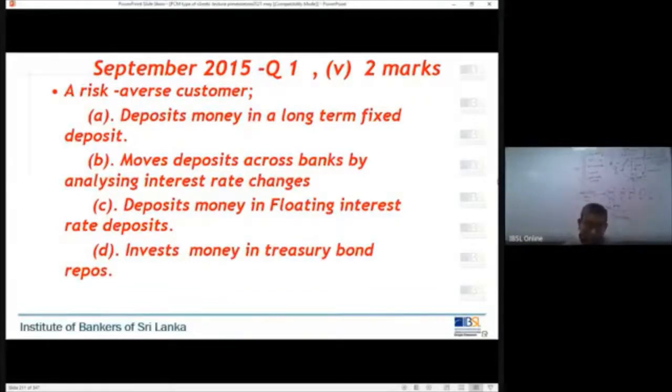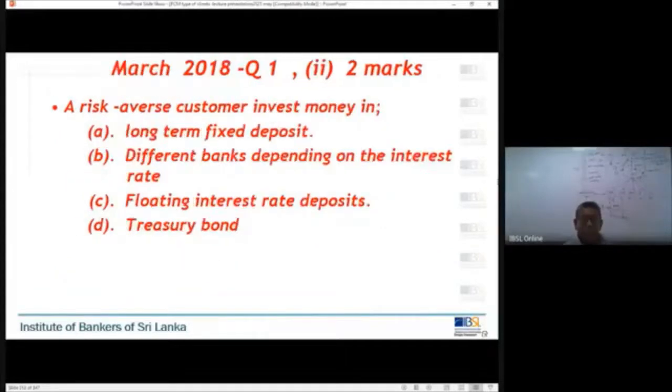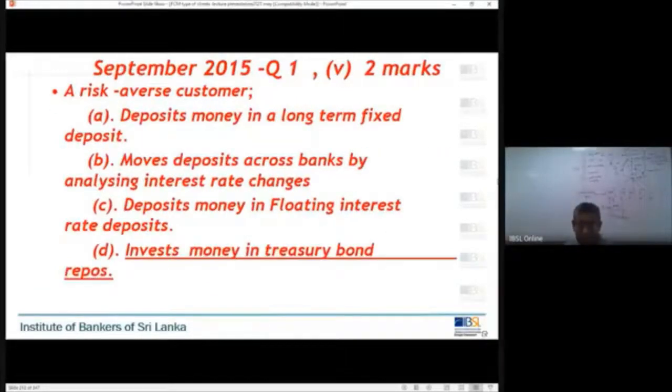Now think about this. I will ask the same question, but suppose a risk lover customer. What may be the answer, A, B, C or D? C, right. He's going for the floating interest rate: profit when rates go up, loss when they go down. So he's going to take the risk. Going for a floating rate is very risky. You got the point, no?